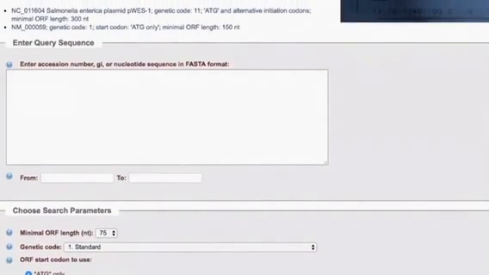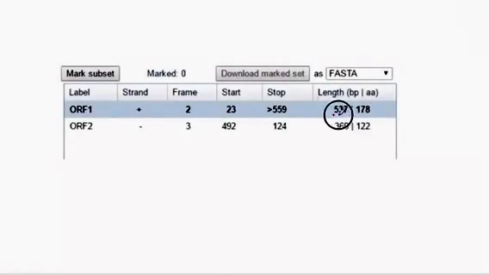After running the sequence in ORF Finder, a protein of length 537 nucleotides was identified. It was picked up in the second reading frame on the 5' to 3' strand of DNA, starting at nucleotide 23 and stopping at nucleotide 559.